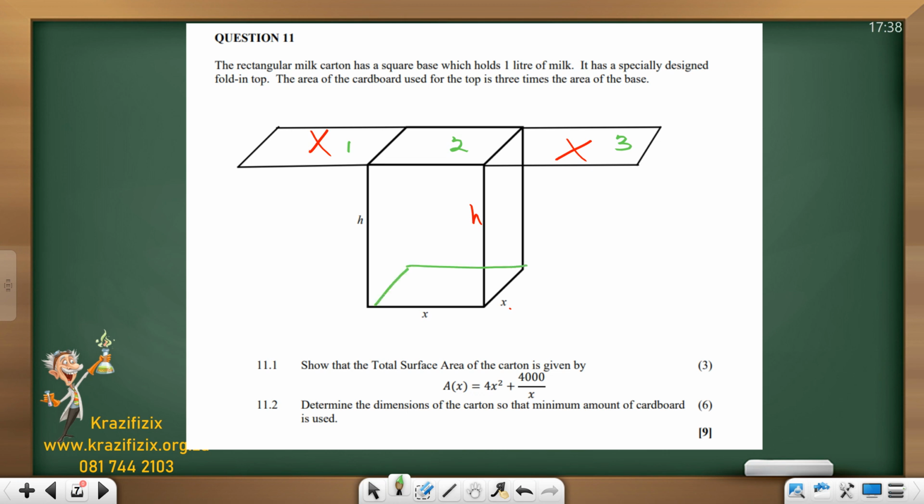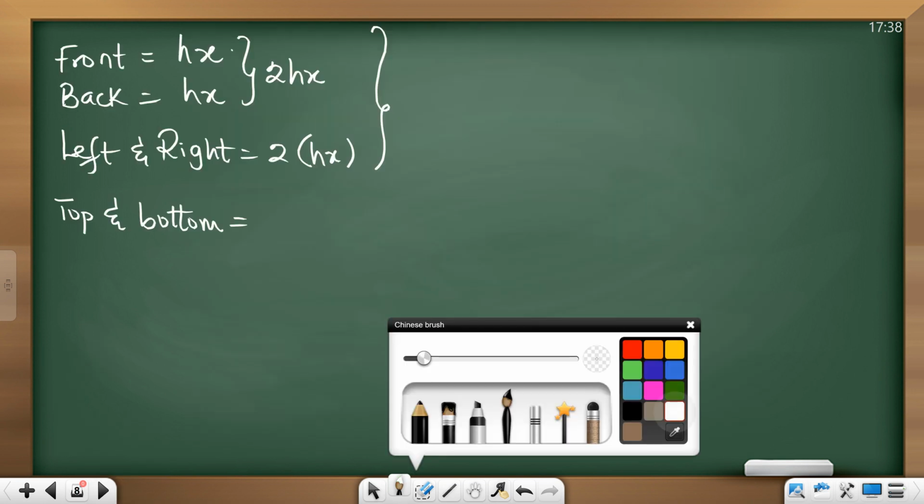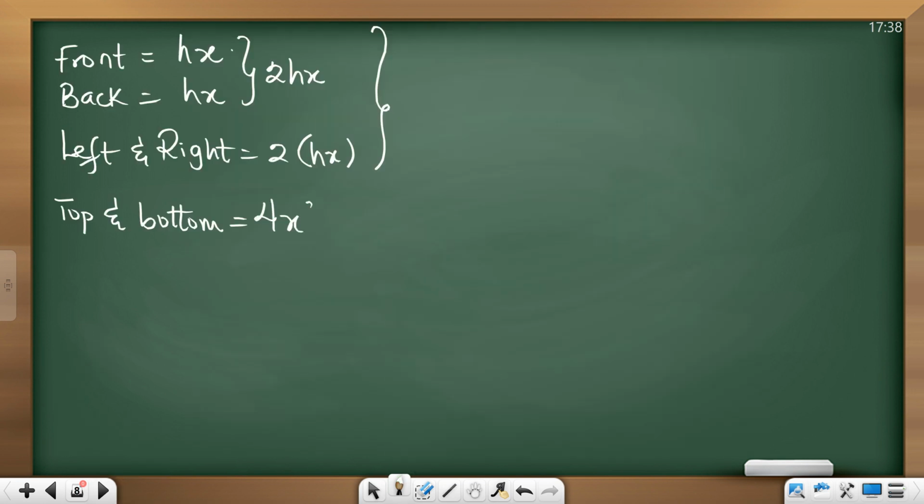What is the area here? X squared. So it means x squared, x squared, x squared, x squared. That makes sense to you? So the area of the top and the bottom becomes what? 4x squared.